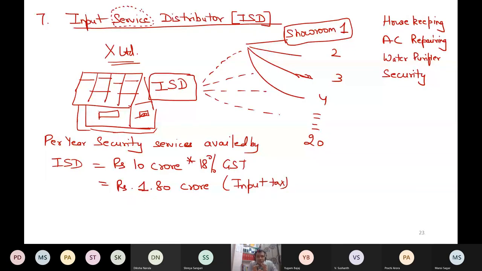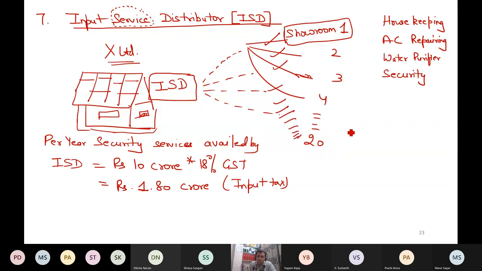I can avail the input tax credit also. But how can I avail it as an input service distributor? I'm only purchasing the services. I'm availing the services. I'm not selling or supplying these. And when I'm supplying these, I'm supplying to my own showroom owners who are technically using these services. As input service distributor, I'm not using these services. Entire security will be sent to showroom 1, 2, 3, 4, 5, 6, 7, 8, 9, 10, etc.